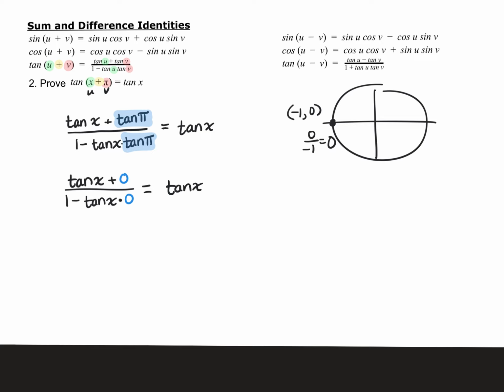And now all that's left to do is some simple algebra and some simplification. So in my numerator, tangent of x plus 0 is just tangent of x over 1 minus tangent of x times 0 is just 0. I want to show that that's tangent of x. And guys, look, tangent of x essentially over 1 is what we have because 1 minus 0 is 1. I get tangent of x equals tangent of x, and I've shown that that identity is true.